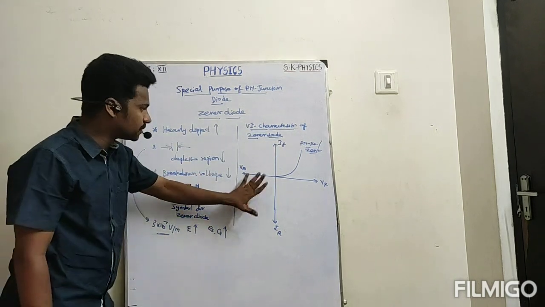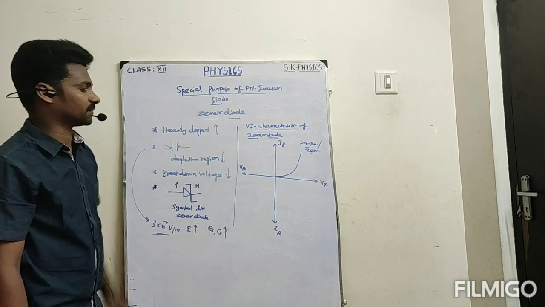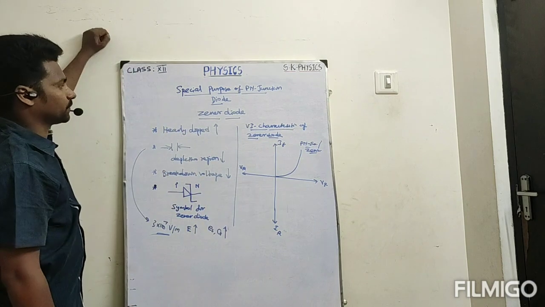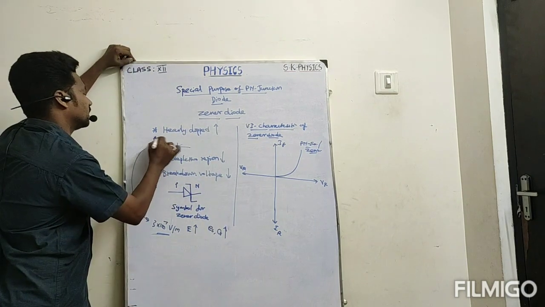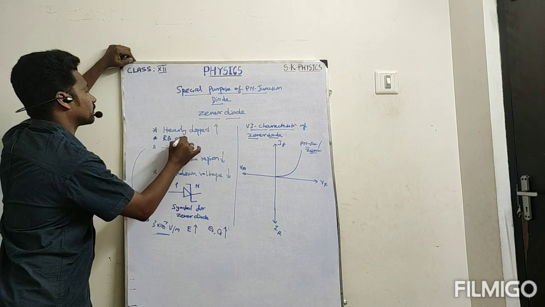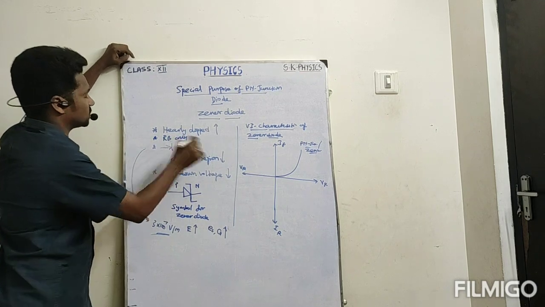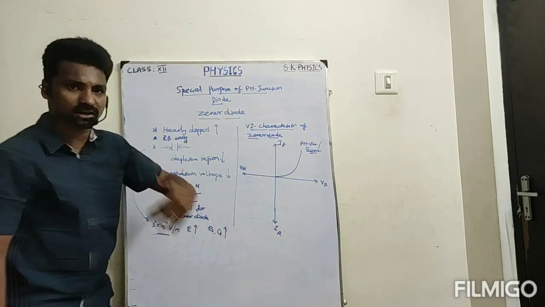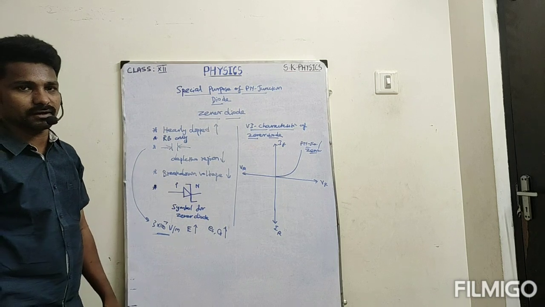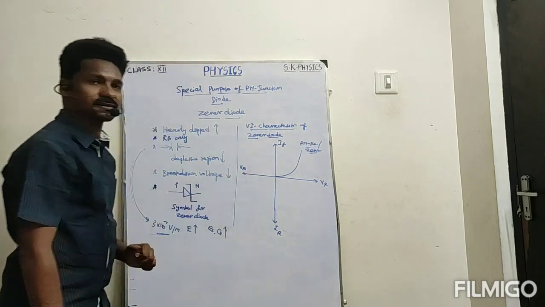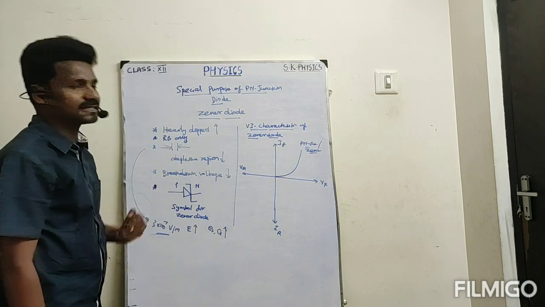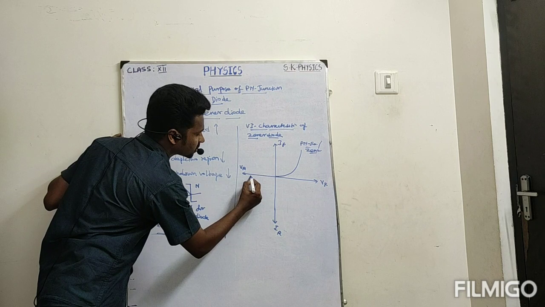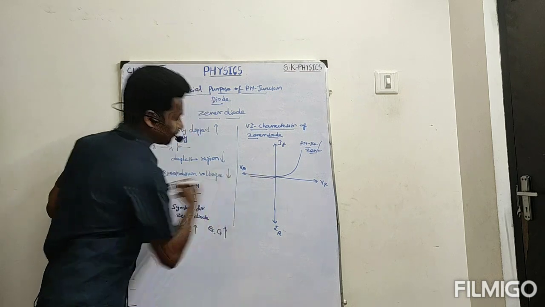We use the Zener diode specially only in the reverse bias condition. We can say the operating region of the Zener diode is in reverse bias only. The main purpose is reverse bias, not forward bias. In forward bias it acts as a normal junction diode only. In reverse bias, as the reverse voltage is increased, the reverse current is almost constant.